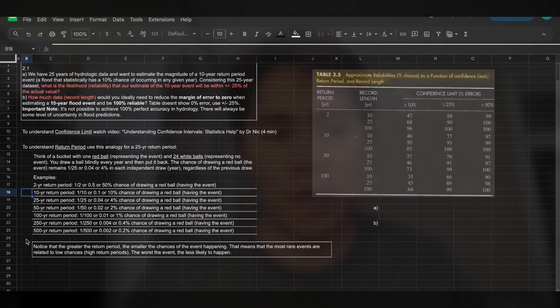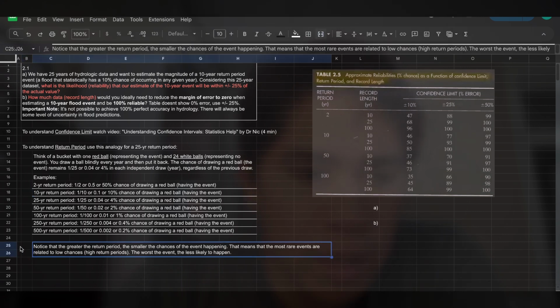period is. I have a note here at the bottom that says, notice that the greater the return period, 500 years is the greatest that I have, the smaller the chances of the event happening. That means that the most rare events are related to low chances, or in other words, high return periods. The worse the event, the less likely it is to happen.